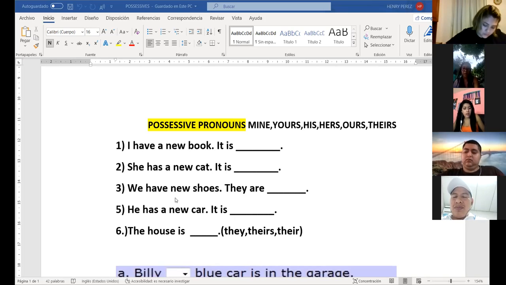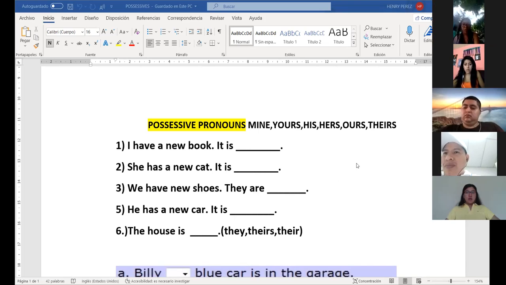Okay, can you read it again, please? We have new shoes. They are ours. Okay, pronúnciame la S al final. Ours. Quiero oír ese. Ours. Eso. Very good. Excellent. Good job. Number 5.